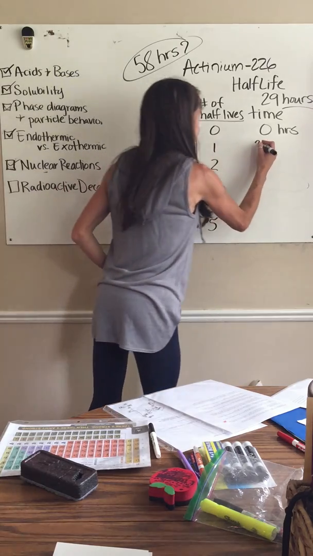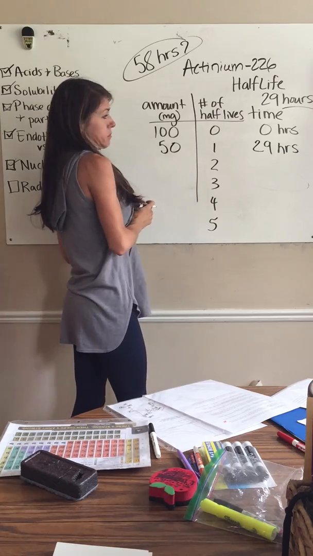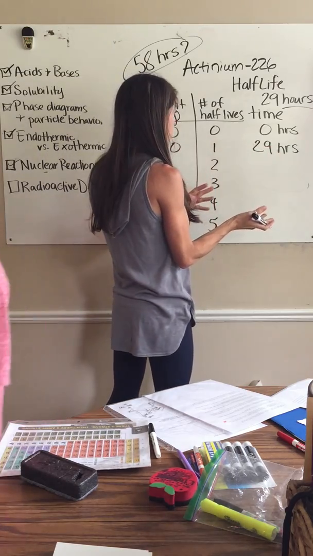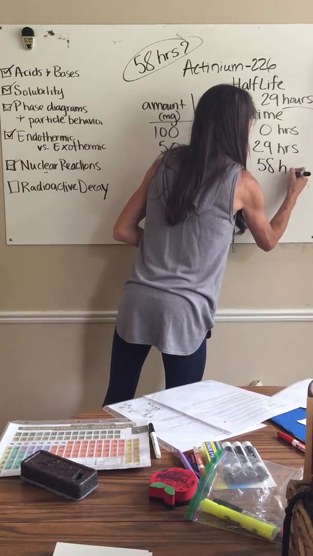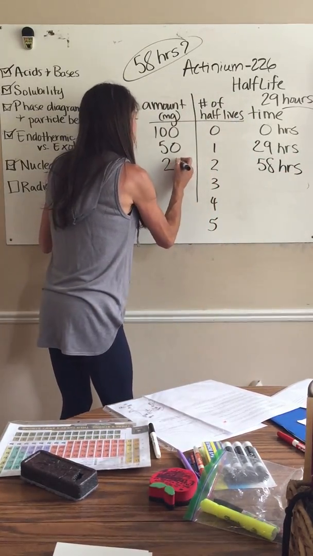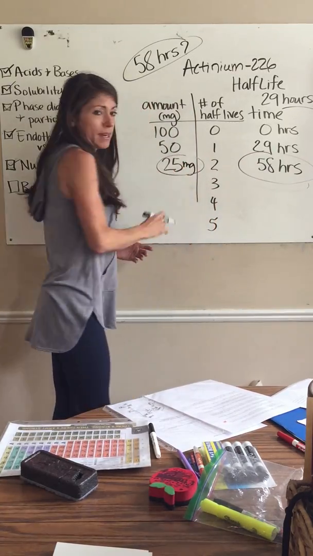So after one half-life, after 29 hours, okay, we have 50 milligrams, okay? Now, another 29 hours goes by, that's going to be 58 hours, and so that's going to be 25. So there you go. After 58 hours, we have 25 milligrams left.